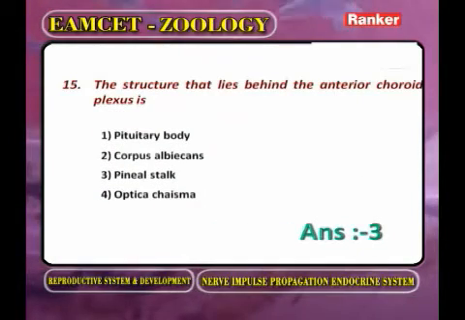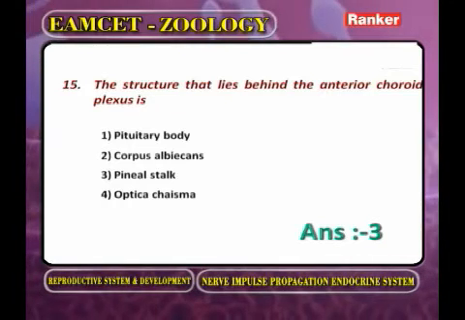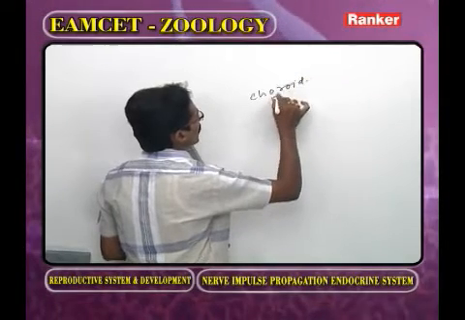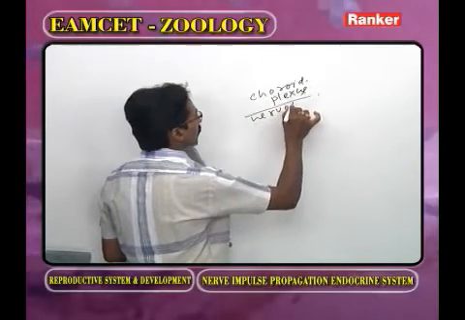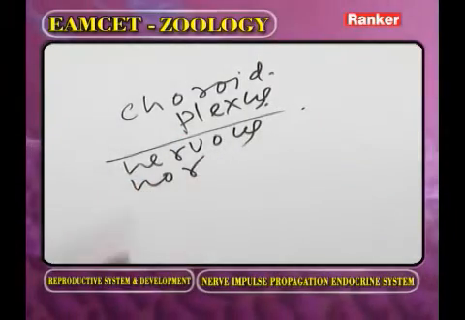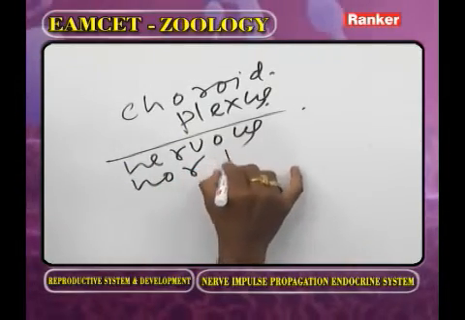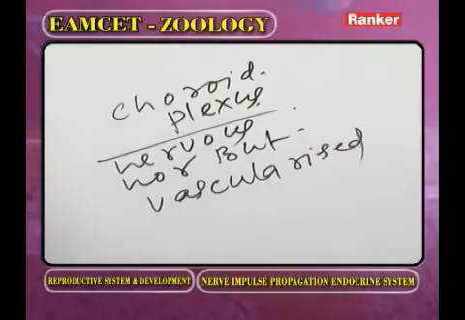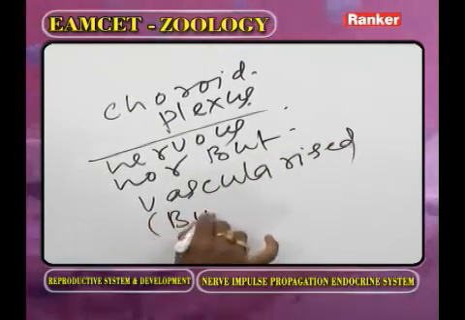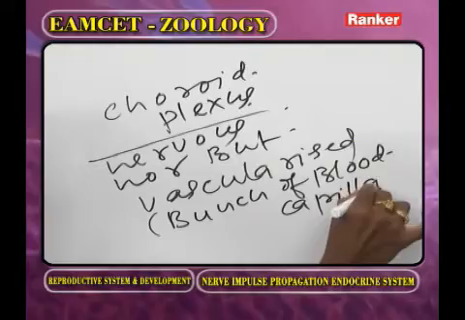The structure that lies behind the anterior choroid plexus. Now here, what is meant by choroid plexus? It is non-nervous. In the choroid plexus, no nerves. It is non-nervous, but highly vascularized. What is meant by vascularized? Bunch of blood capillaries.